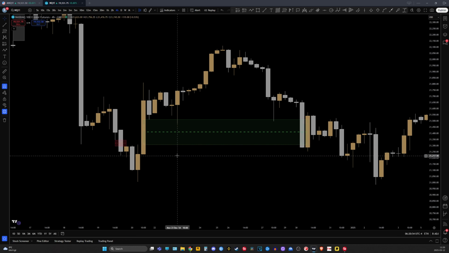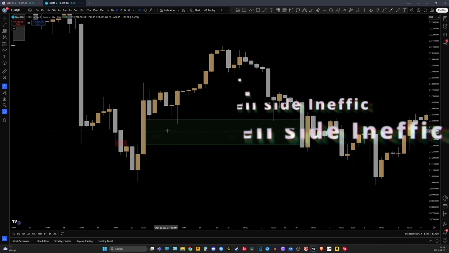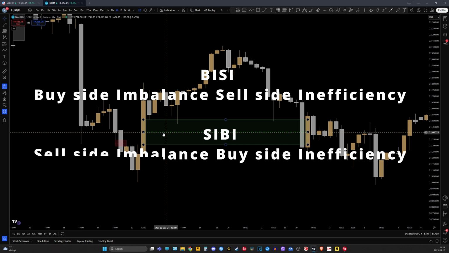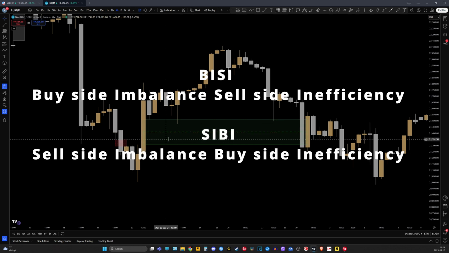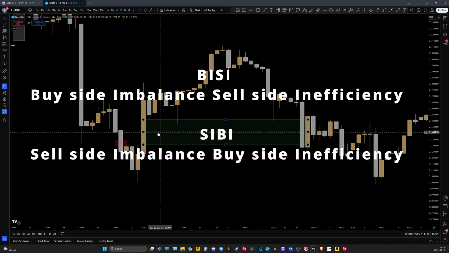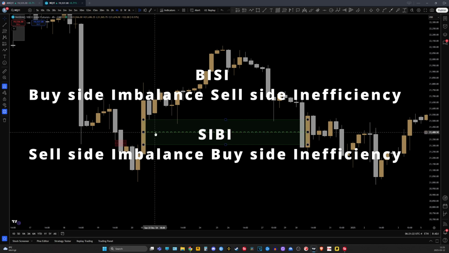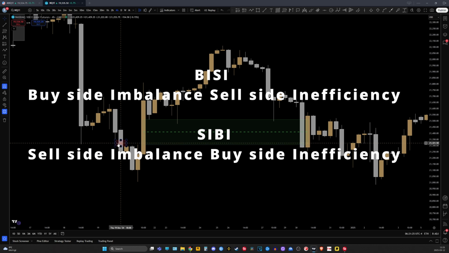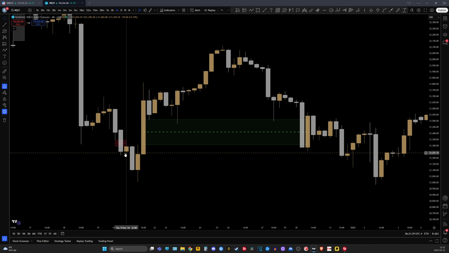What's the difference? Well, I'd prefer to refer to them as bullish and bearish, but there is a more complicated name, which you might see, so I best mention it now: BISI and SIBI. Now that sounds weird. What is that? Well, a BISI is a buy-side imbalance, sell-side inefficiency, and that is basically a bullish fair value gap. And a SIBI is a sell-side imbalance, buy-side inefficiency.